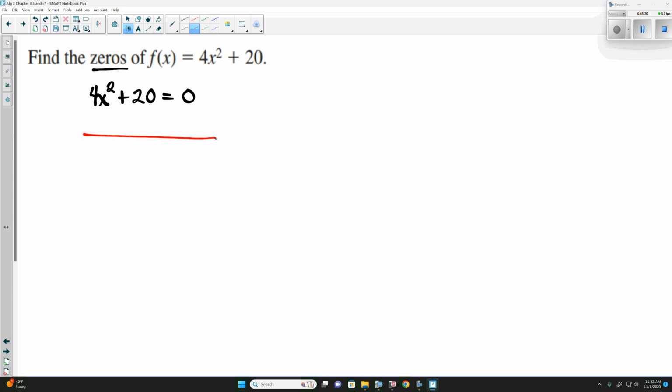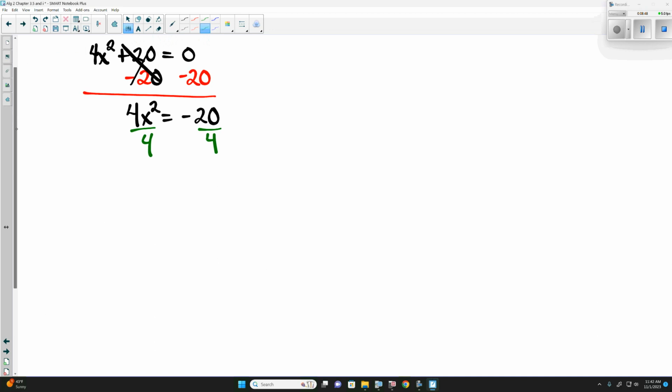So the first thing we want to do is get this equal to 0. And we can do that by subtracting 20 from both sides. 20 minus 20 is 0, leaving us with just 4x squared is equal to negative 20. Then what can we do next? Divide by 4 first, because we want to get the term being squared completely by itself before we take the square root. So it'll tell us that x squared is equal to negative 5.